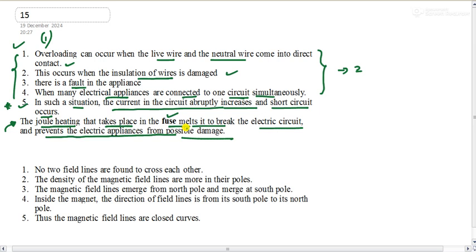Got it, guys? So the fuse will prevent the electrical appliances from possible damage. Got it? It will melt. How can it melt? Due to the heat. I hope you know Joule's law of heating. So that heat is going to melt it and the circuit will be broken, and this is how it will protect the electrical appliances. I hope it's clear.